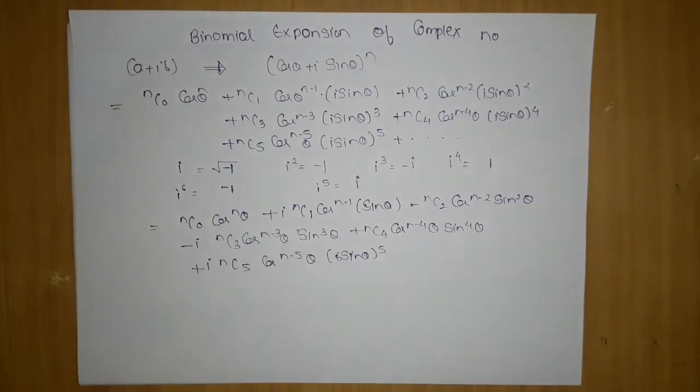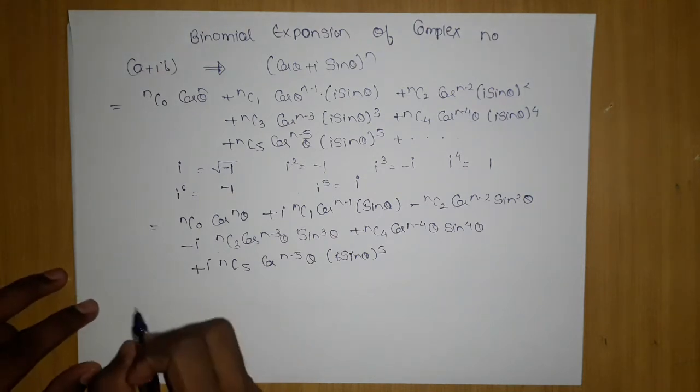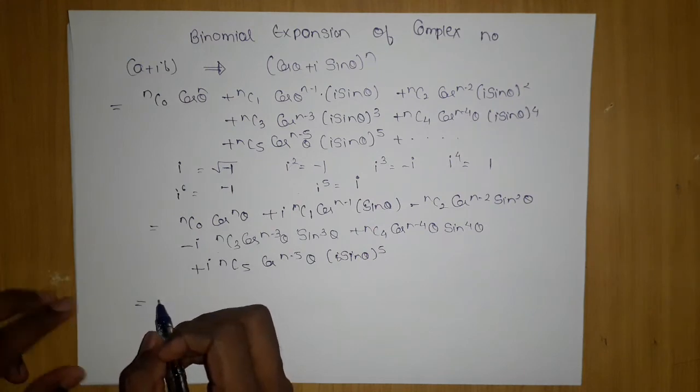Now you can see some parts like nC0, nC2, nC4 don't appear with iota, while nC1, nC3, nC5 terms and so on appear with iota. So you can say there are two series in this: one part is terms with iota and one part is terms without iota. The parts without iota are nothing but real, while the terms attached with iota are imaginary parts. So we can separate them out.